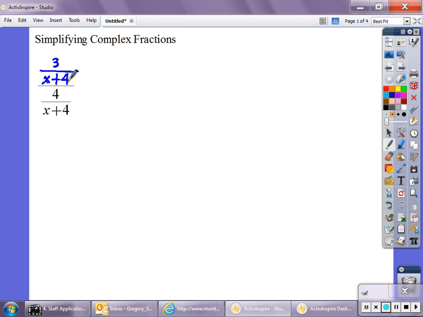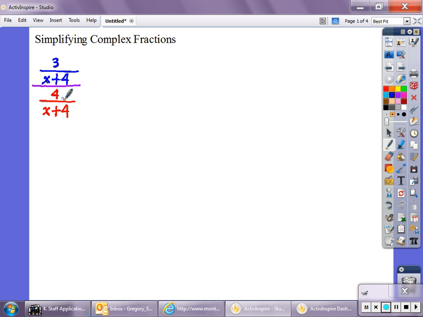I'm just going to rewrite in blue. And then the denominator of this big fraction is going to be 4 over x plus 4. So you can see that we have two fractions within another fraction. And I'm just going to make the big fraction bar purple. Now remember, we've done this concept before where you have a fraction, and this is like divide right here, and we're dividing by a fraction. So we want to change this into a multiply problem.